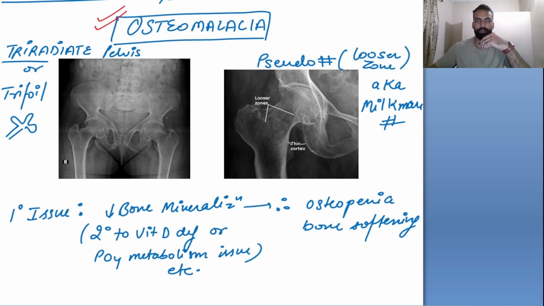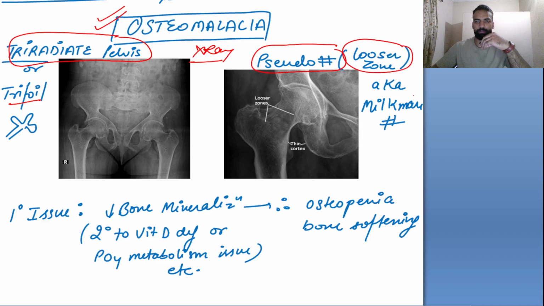Here I have covered all the previous year questions. So first you have to see the X-ray. In X-ray there is triradiate pelvis. I'll make you understand this further. In X-ray there is triradiate pelvis, also called trifoil pelvis, and there are pseudo fractures which are called Looser zones, or also called Milkman fractures. This is basically due to osteopenia and decreased mineralization.